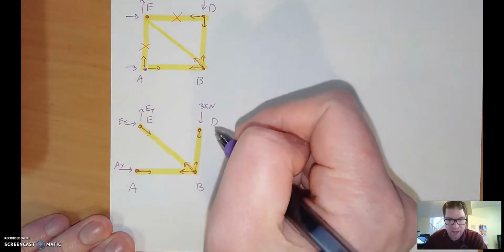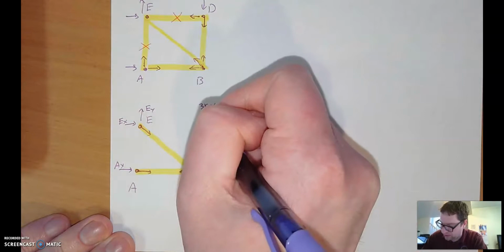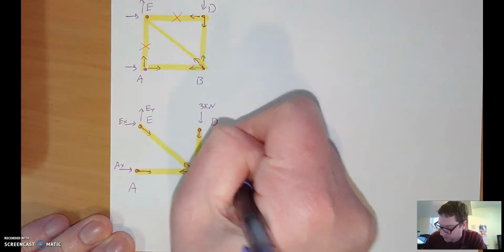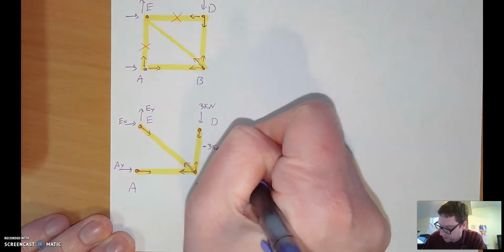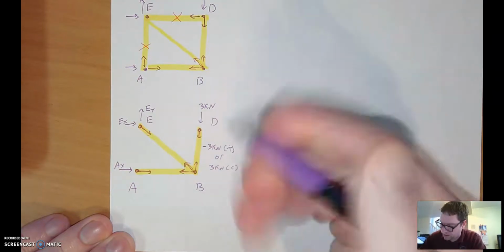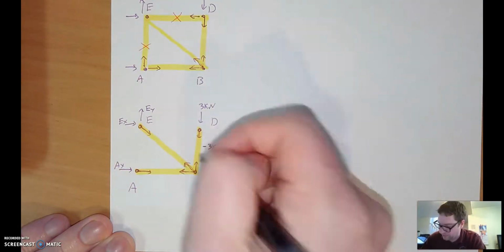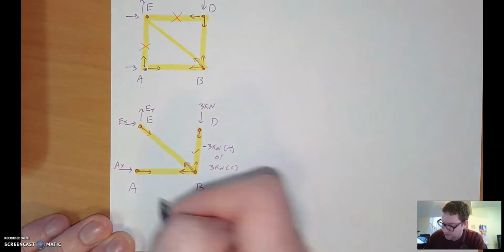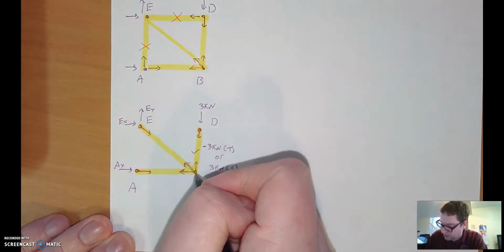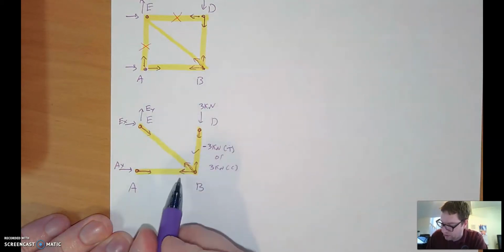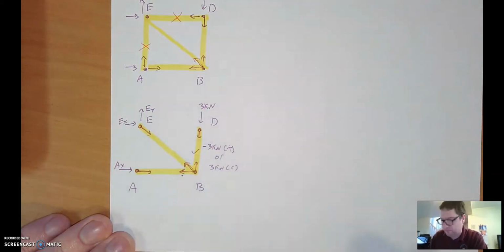So without doing any work at all, you can immediately tell that this is negative 3 kilonewtons in tension or 3 kilonewtons in compression, because you just do sum of forces in the Y right here. And so you would find this one. And then you could come down here to B, because you only have 2 things left to find. And so if you did sum of forces in Y, you'd find this one, and then you sum of forces in X, find that one, and you'd be done.